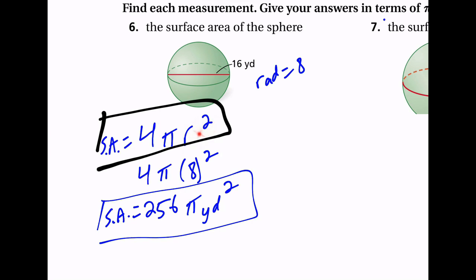Number 6, we're only looking at the surface area, so we have to use a different formula. 4 pi r squared is our formula. They give us 16 yards as the diameter. That's the distance all the way across the sphere. So the radius is going to be half of that, 8. So we can substitute that for r. And when we multiply straight across, we get 256 pi yards squared. Even though we're looking at a sphere, area is always in 2 dimensions.